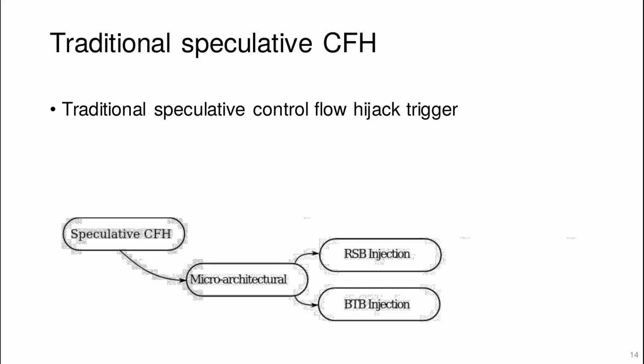For example, the attacker can hijack a backward edge, so a return, by tampering with the return stack buffer. That's what takes place in Spectre RSB. Or it can hijack a forward edge by tampering with the BTB. That's what takes place in Spectre v2.